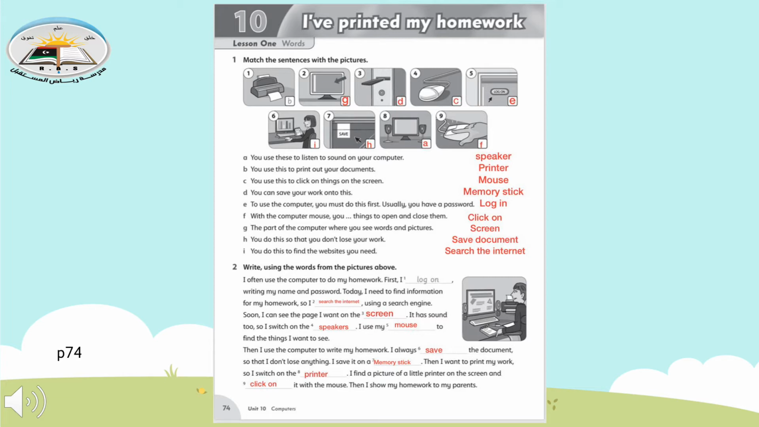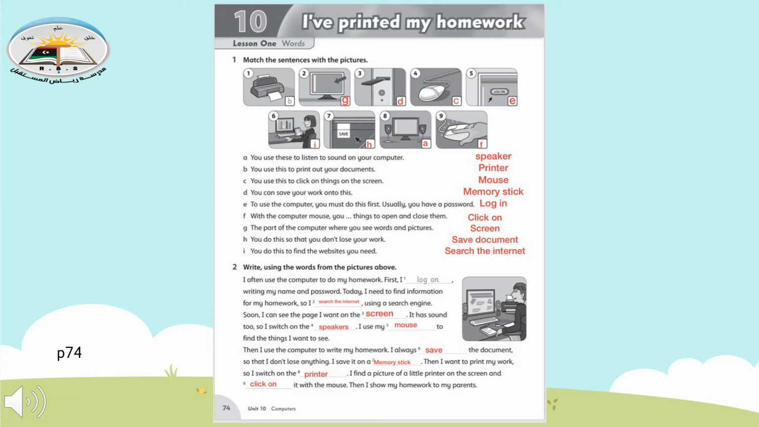Now we have question number 2. Write using the words from the picture above. We have a text with missing words. The missing words are the words we used in the pictures in the question above. So, let's read together and try to answer them. Number 1 is already answered.